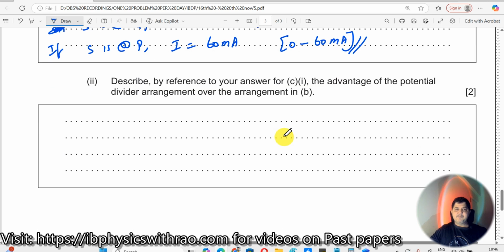Next, describe by reference to your answer for C1, the advantage of the potential divider arrangement. What is the advantage of it? The first advantage we can say here is that zero current is achieved in the potential divider arrangement.